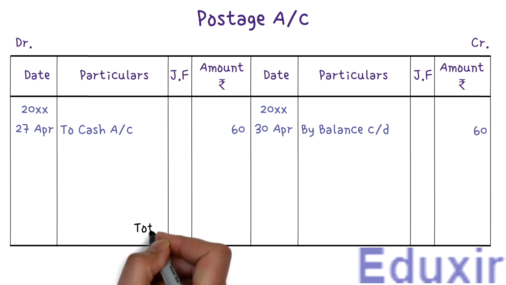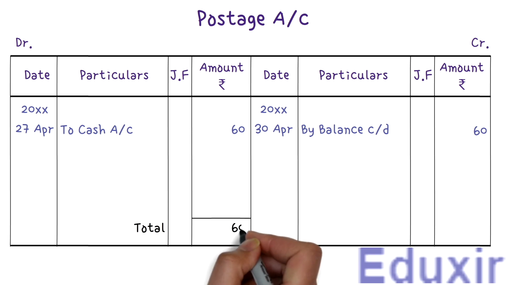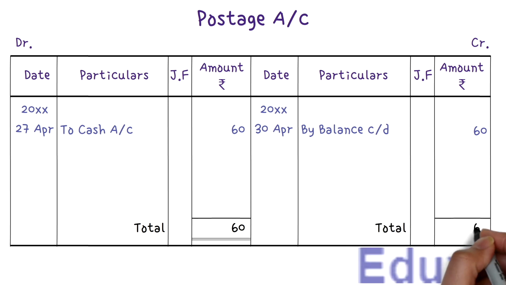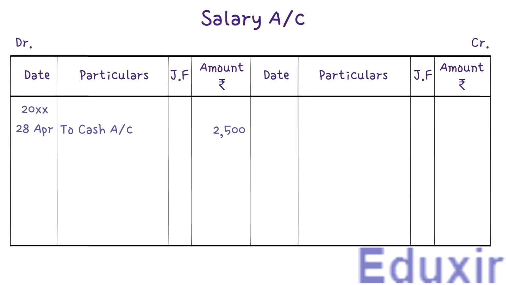Now the total on the debit side is 60 rupees. And the total on the credit side is 60 rupees. So now the postage account is balanced. Let's now take up the salary account.